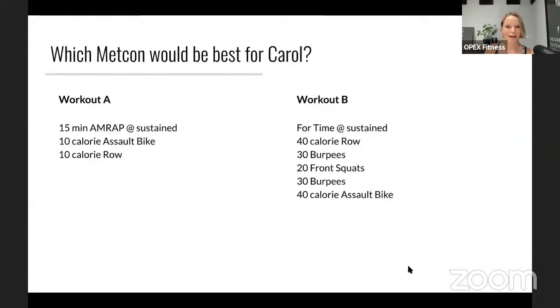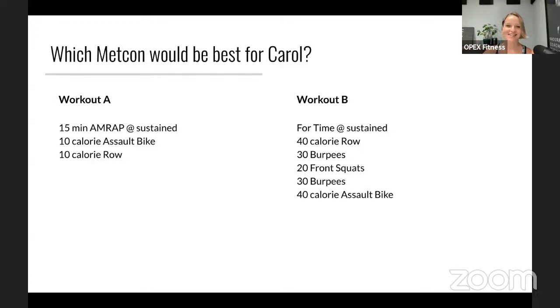So guys, we've got a couple Metcons up on the slide here. Workout A, or Metcon A, would be a 15-minute AMRAP at sustained pacing of a 10-cal assault bike and 10-cal row. And then workout B for time at sustained pacing. You guys are on it already. 40-calorie row, 30 burpees, 20 front squats, 30 burpees, 40-cal assault bike. I'm seeing lots of very emphatic A's in the chat box, guys. And I think we're all on it. Austin, not enough burpees on B.